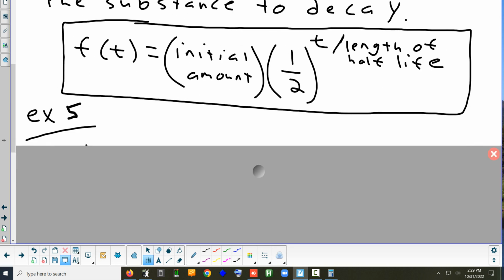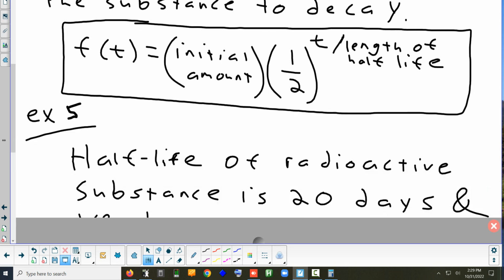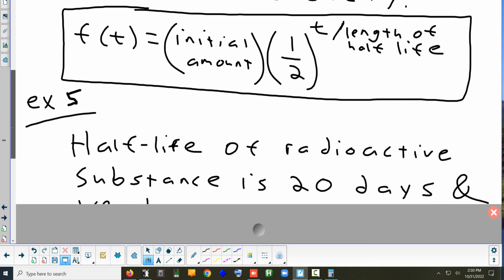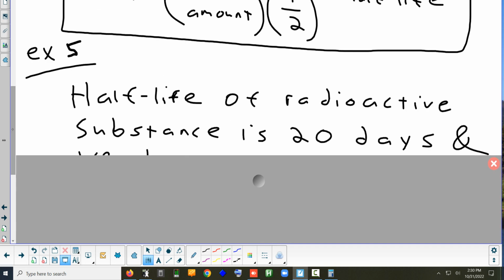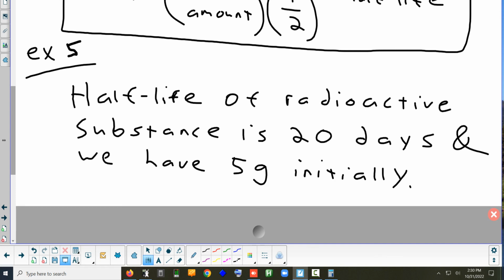In our problem, the half-life isn't going to be anywhere near billions of years. It's going to be 20 days. So we've got some substance, and every 20 days, you only have half of that substance left. Think about if you had 80 pounds of the substance, 20 days later, you have 40. 20 days after that, you have 20. Another 20 days, you have 10. It keeps cutting itself in half. Okay, so we're starting up with 5 grams.